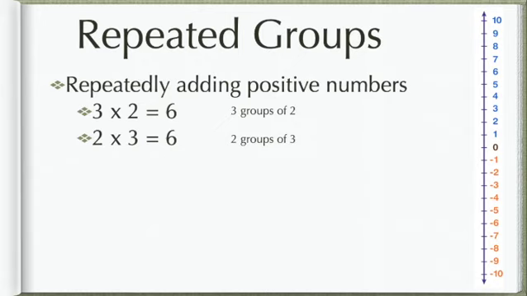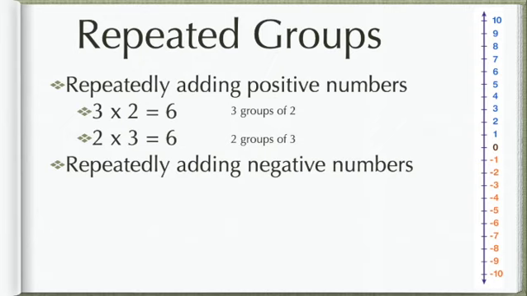So you have 2 groups of 3. 2 groups of 3 is still 6. So either 3 groups of 2 is 6 or 2 groups of 3 is 6. That's what repeatedly adding is. That's what multiplication is. What if you repeatedly add negative numbers?